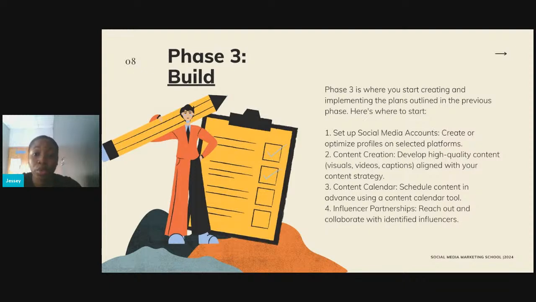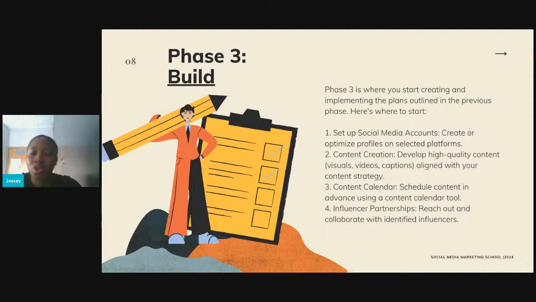The first thing you want to do is set up your social media accounts. You have identified these platforms that can help your brand, so create your profiles on these platforms, right? You want to start creating content as well. That's the second thing you want to do. Create your content and make sure that it is high quality content. Things that your customers, your audience will come across and be like, I can relate to this. They're just engaging, right? And make sure that they align with your content strategy.